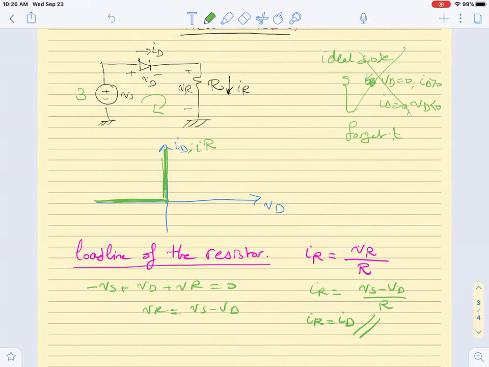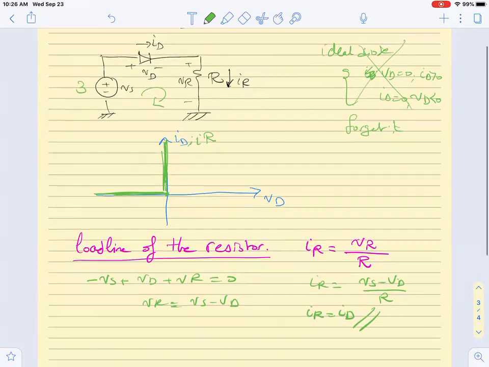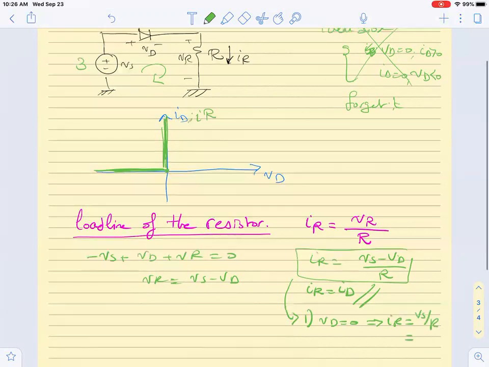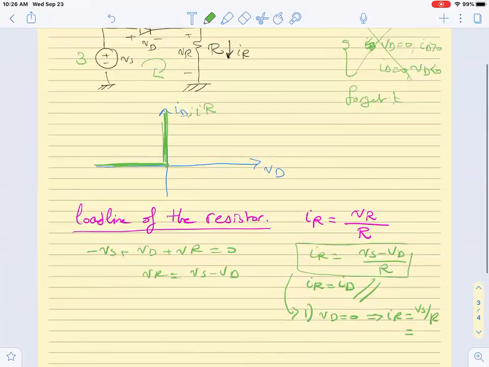So let me find two points on this graph above. I'm going to take this equation here and evaluate it at two points. The first point, when VD is equal to zero, what is IR equal to? VS is 3, so VS over R, which is 3 over R. So when VD is equal to 0, IR is VS over R. I'm going to write here at this point VS over R.